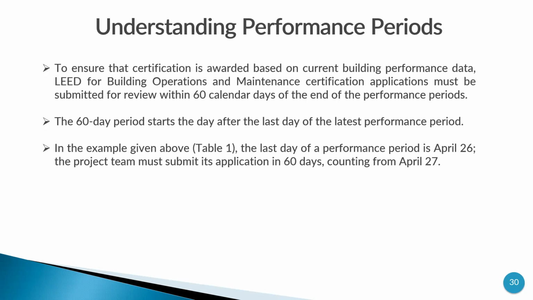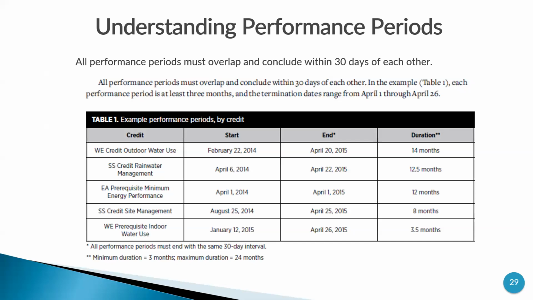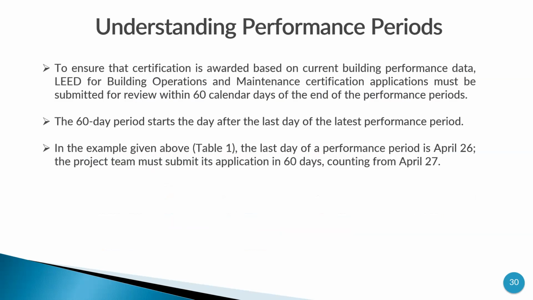Are we clear on this? There are two figures which we need to be very clear about. One is the 60-day period, the other one is 30 days. What is this 30 days? All your credits' performance should be analyzed within 30 days. That is, the end date for all the credits must be within 30 days. But once you finish, from the latest credit date you have to take 60 days. Within that 60 days, you have to submit your documentation. I hope this is clear, right? Yes.